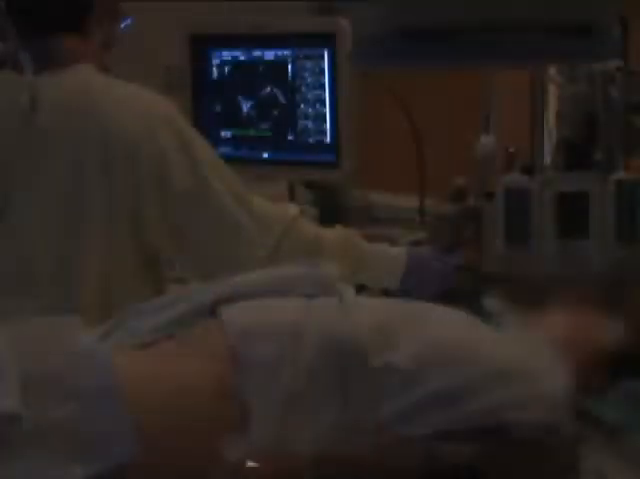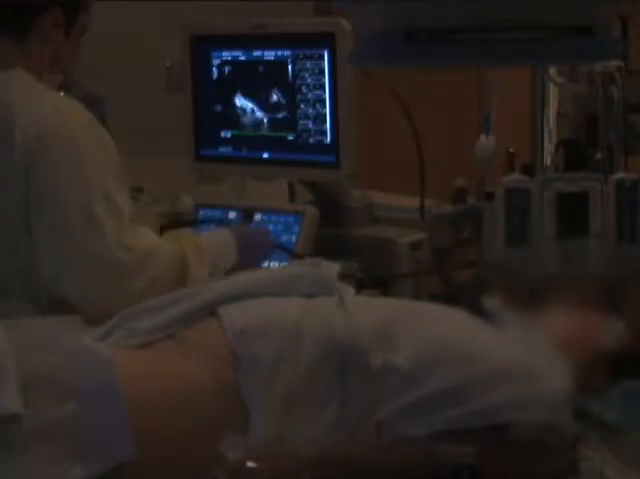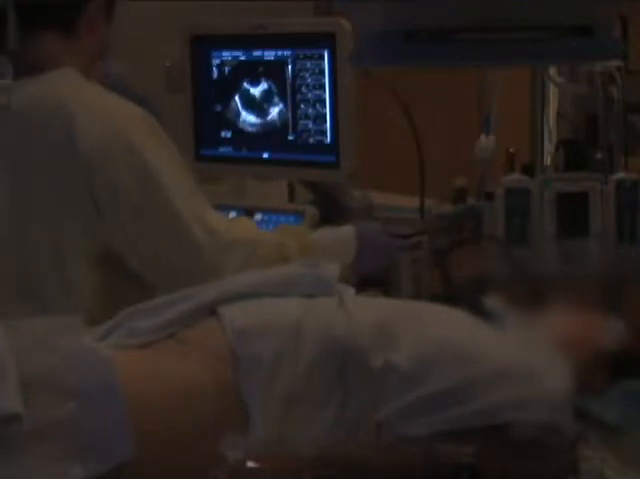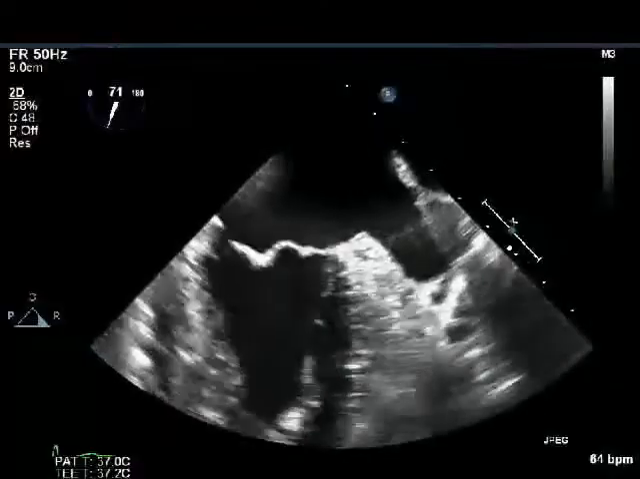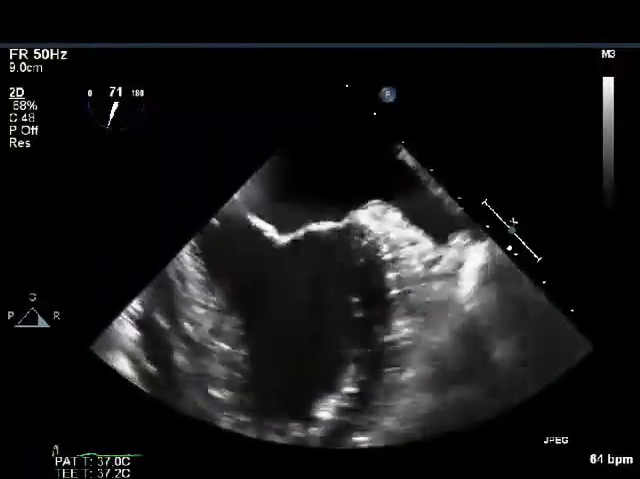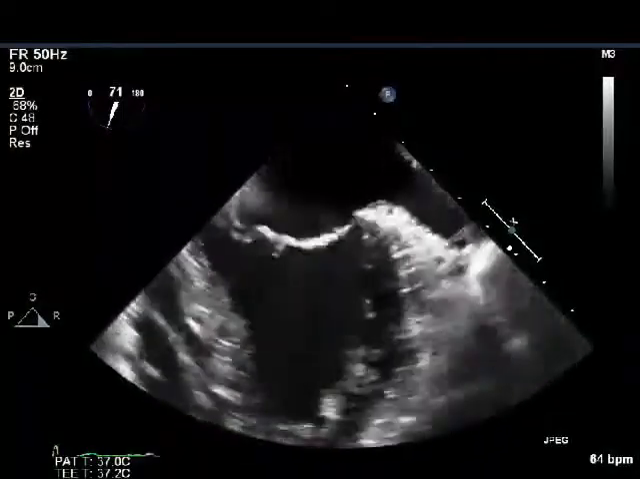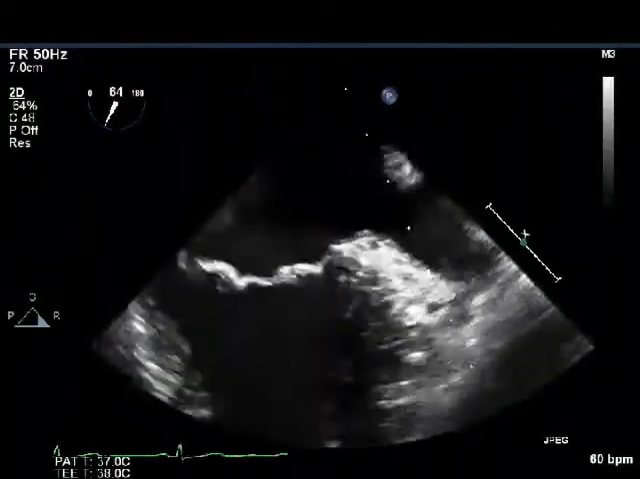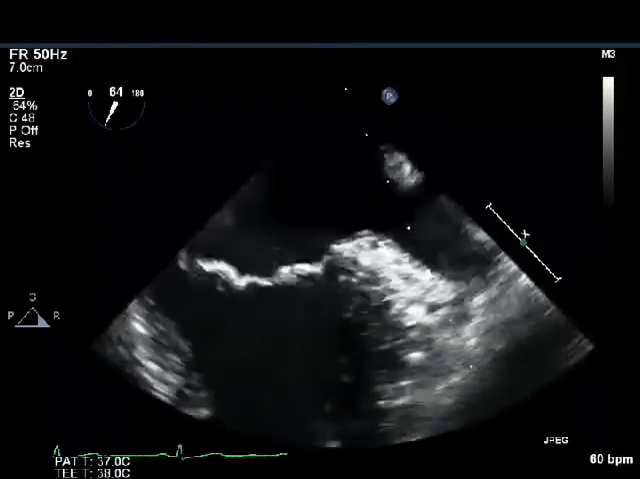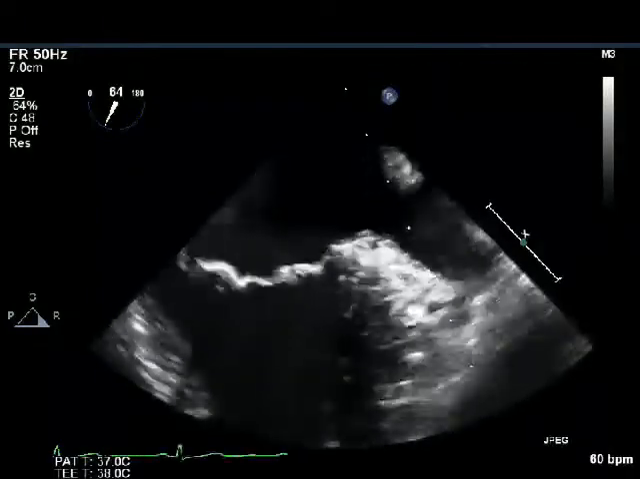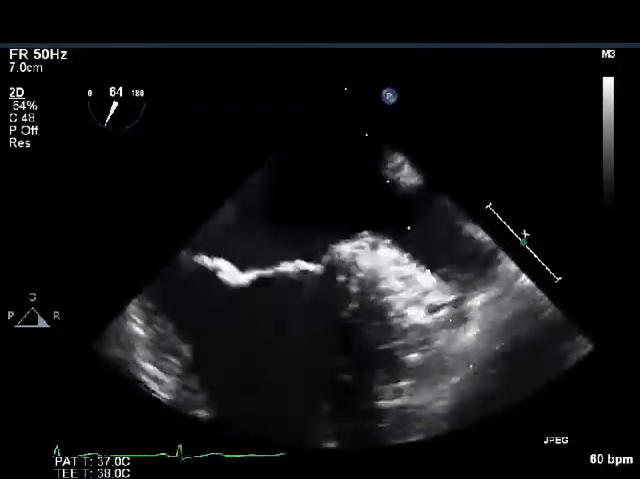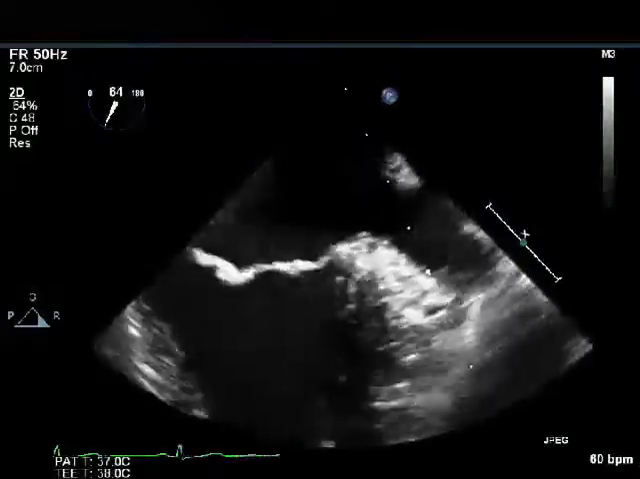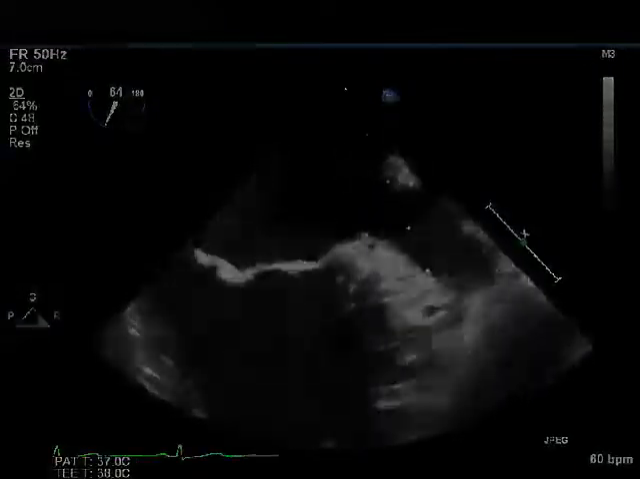A pre-procedural transesophageal echocardiogram is completed to rule out left atrial thrombus. When the cardiac rhythm at the start of the procedure is atrial fibrillation, evaluation for atrial thrombus is mandatory. In patients with paroxysmal atrial fibrillation and sinus rhythm, TEE is frequently performed, but is not mandatory, depending on physician preference and the specific clinical circumstances.